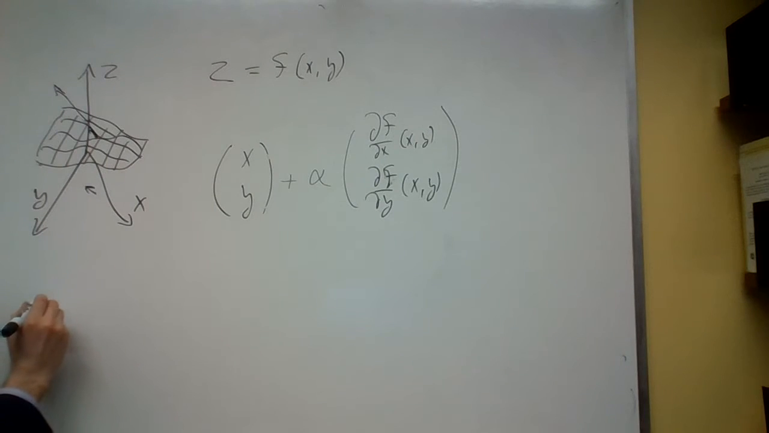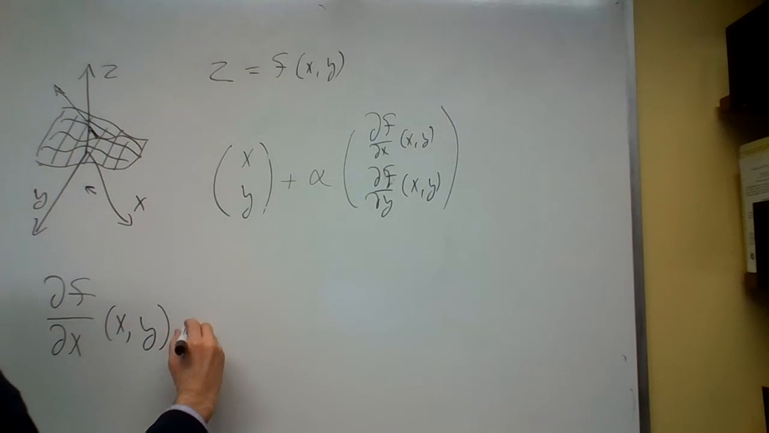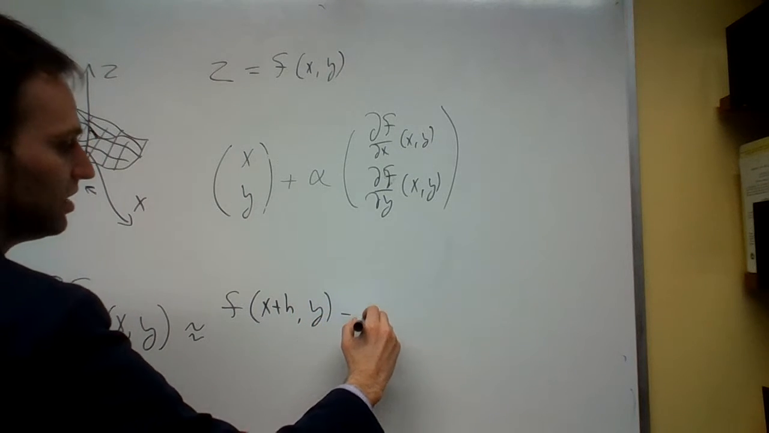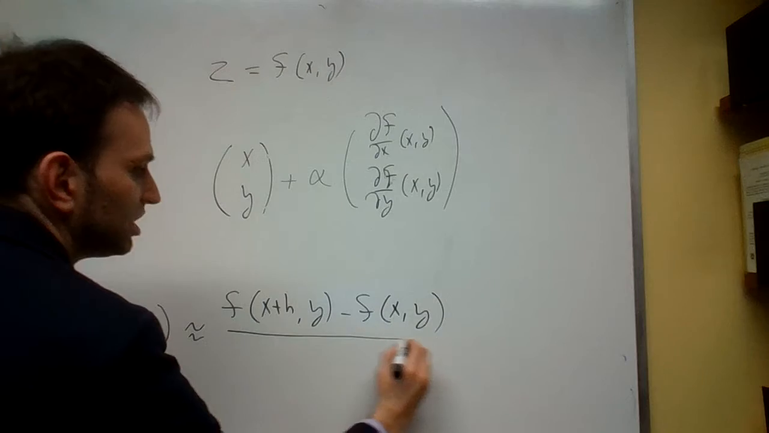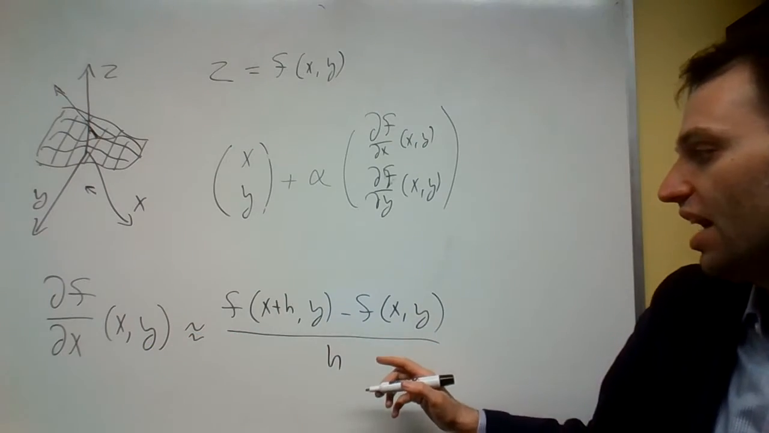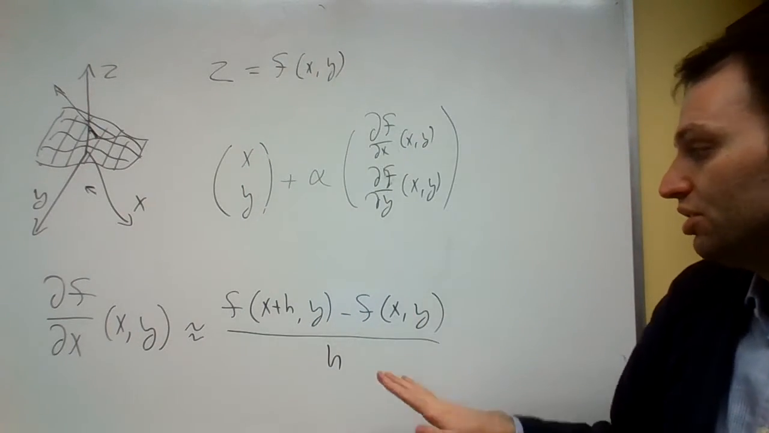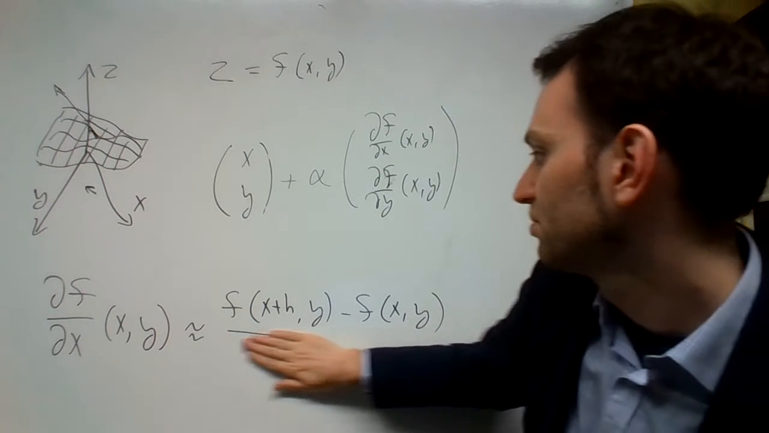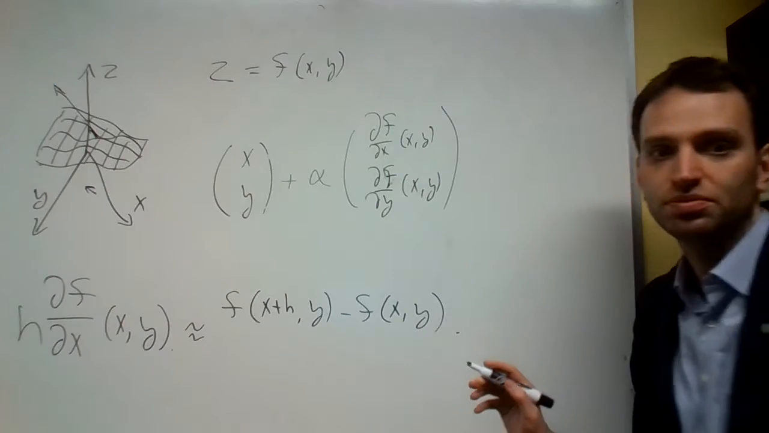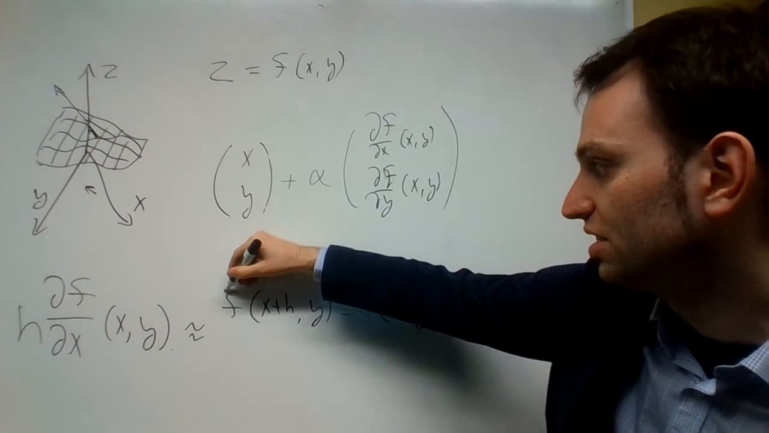So df by dx at the point x, y, what is that? For a small h, this is just going to be f of x plus h, y minus f at x, y, divided by h. This is just the definition of the partial derivative at x, y. But it also gives us a way to estimate the effect of a change in x on a change in f. It means that h times df by dx at this point x, y is just equal to f of x plus h, y minus f at x, y.